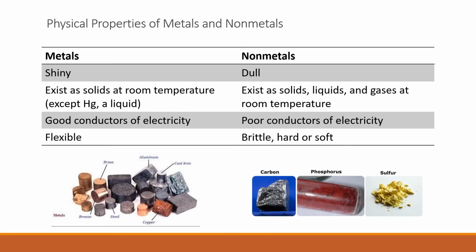This table shows the comparison of some of the physical properties of metals and nonmetals. As I explained earlier, metals are shiny, but nonmetals are dull. Metals are generally solids at room temperature. Nonmetals can be solid, such as carbon, phosphorus, and sulfur. There are some nonmetals which are gases, for example, oxygen, chlorine, nitrogen. Metals are good conductor of electricity. Non-metals are not, metals are flexible, non-metals are brittle.